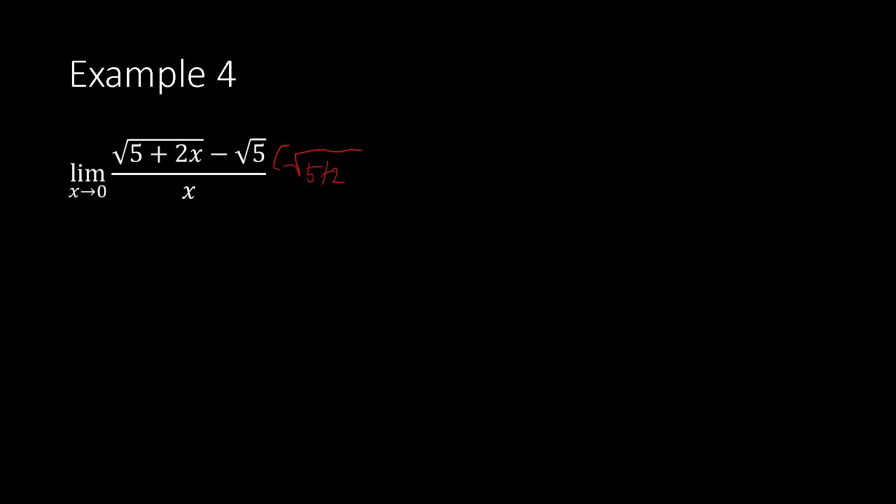Since we have square root of 5 plus 2x minus square root of 5 here, the conjugate I'm going to multiply by is square root of 5 plus 2x plus square root of 5. So here we have plus square root of 5 over, and of course I have to multiply on the bottom because otherwise we would have a different value.